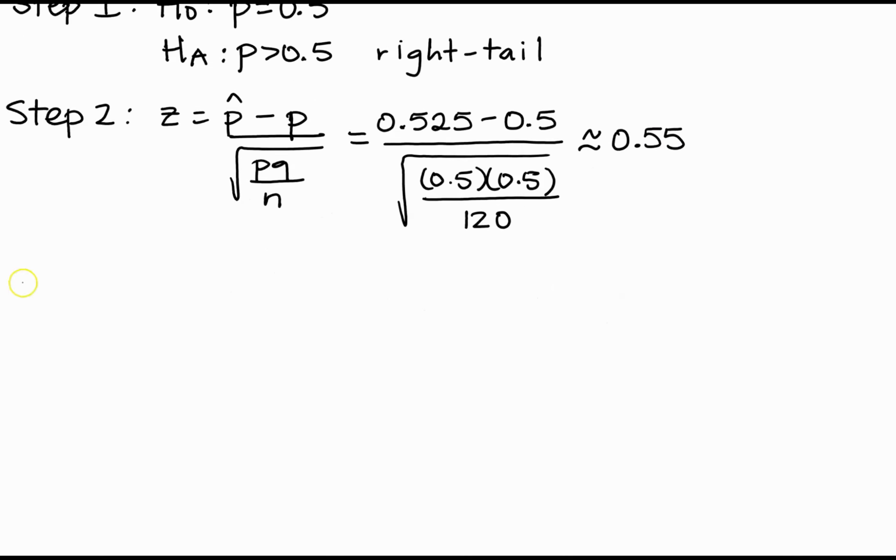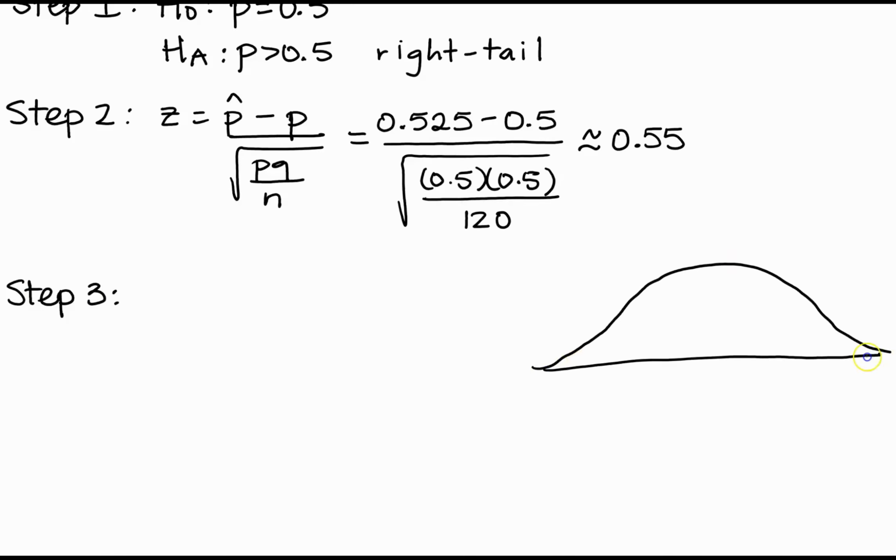Moving on to step 3, we will draw our rejection region and determine what our critical values are. This is a right tail test, so our alpha of 0.05, the entire 5%, needs to be on the right side of this bell curve. And that shaded region to the right is our rejection region. So we are looking for the z-score with a left area of 0.95.